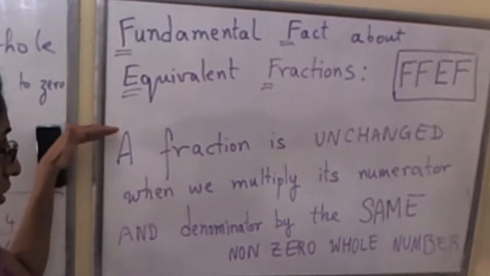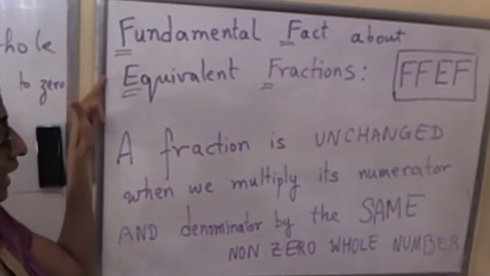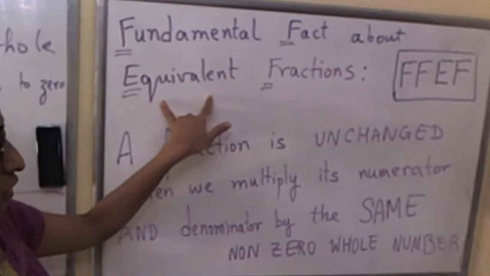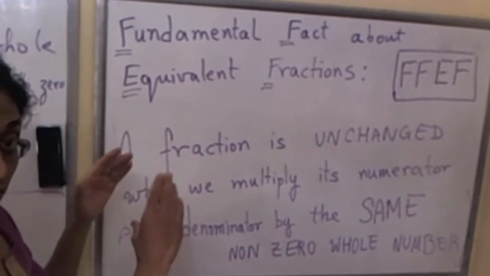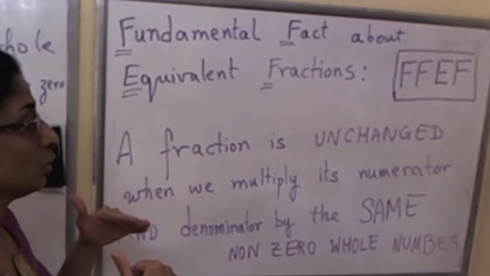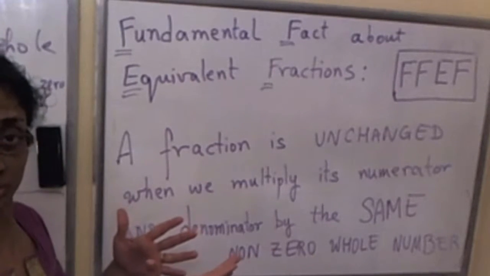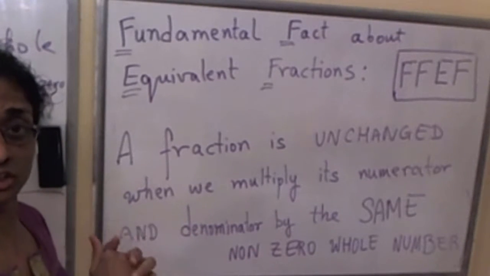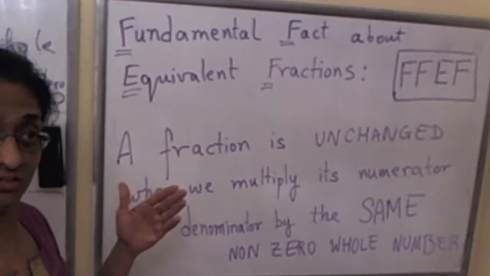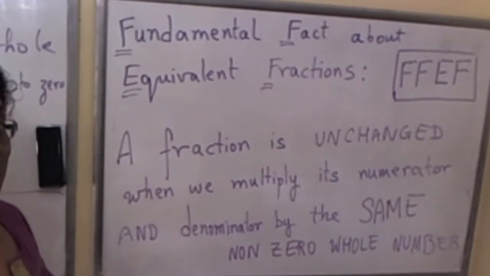So this statement is so important, it has a name. We're going to call it the fundamental fact about equivalent fractions. The equivalent refers to the fact that the 2 fractions, the first and second, are equal, and sometimes we use the word equivalent. Equivalent means exactly the same as equal. You saw when we plotted it, the first fraction and second fraction were equal. We can say the first fraction and second fraction are equivalent. Just a word that means the same as equal.